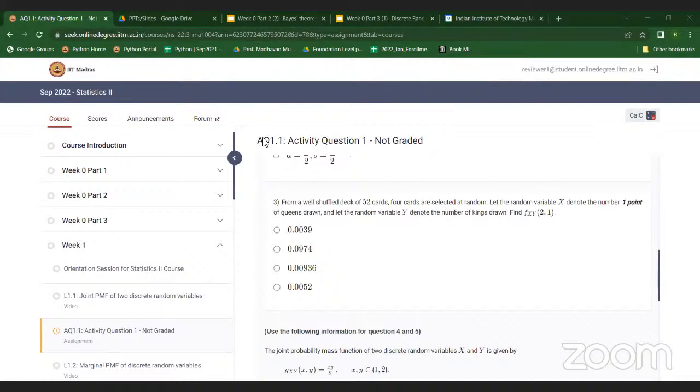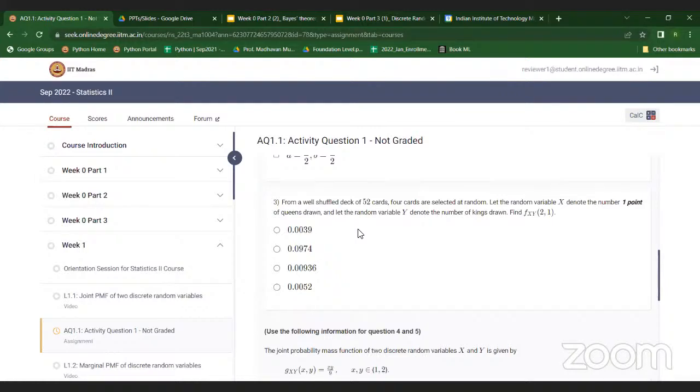I agree, marginal and conditional are not so straightforward. But in this problem, you need not worry about the random variables and the joint one. All you need to think about is that among the 4 cards, what this represents. It represents that I picked up 2 queens and 1 king, and then the remaining card could be any other one. This is just a normal probability problem.